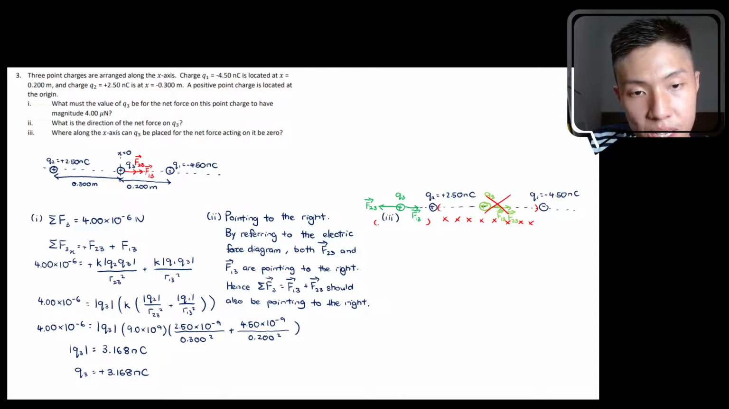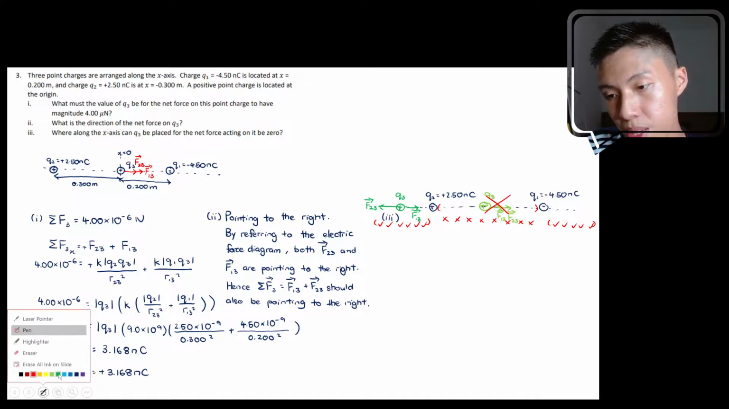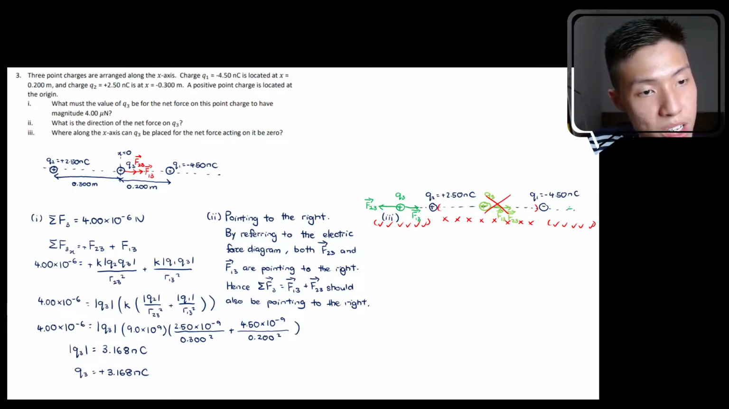So this place over here, it's possible. And from there you should also think that this place here should also be possible. If you can't believe it, you can try for yourself. Place a charge over there. Here there will be attraction by Q1, so this is F13, but there will be repulsion by charge 2, so F23 will be pointing in this direction. So these two regions here are possible.